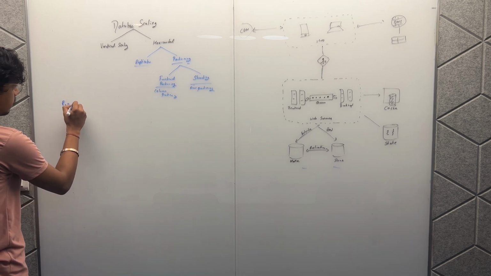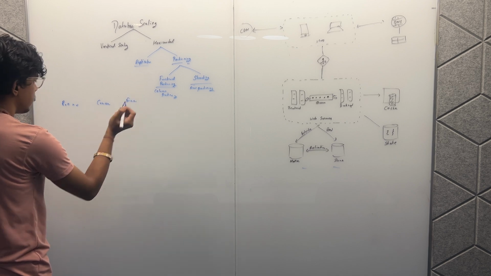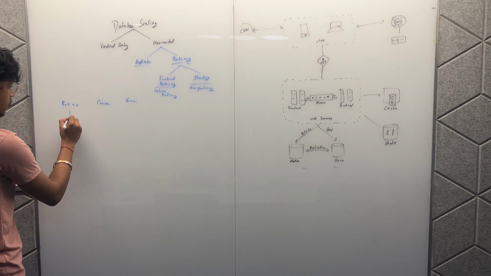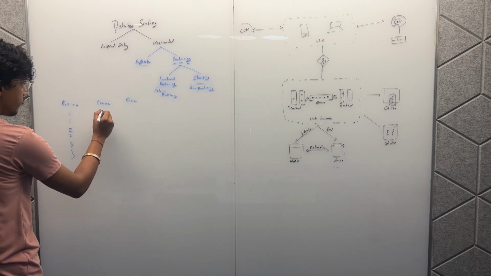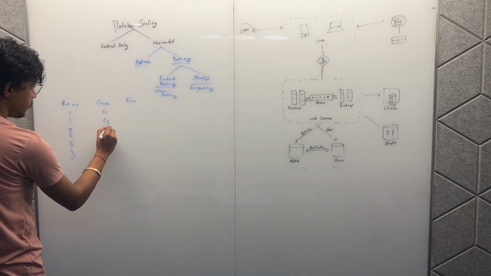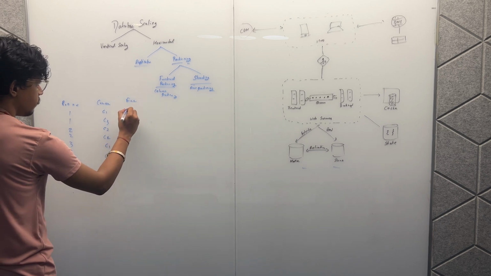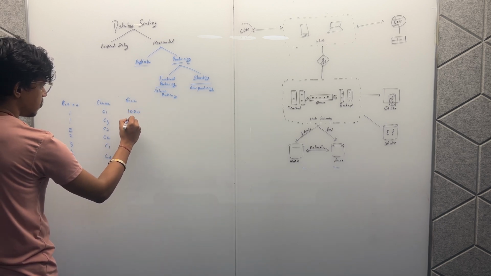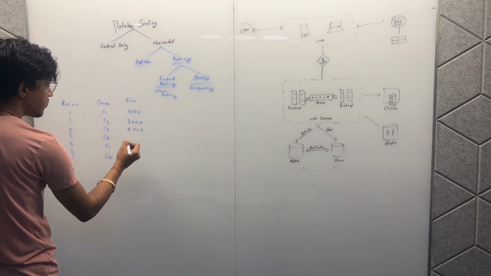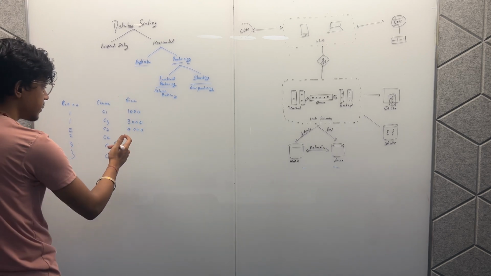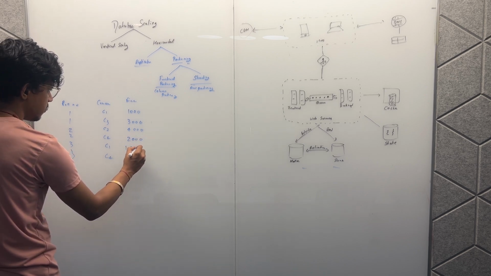Roll number, codes, and fee. Okay. We have one, two. Let's make it uniform. And we have codes C1, C3, C2, C4, C1, C4, 1000, 3000, 4000. It's not exactly the same data, but let's assume it. This is 2000, this is 1000, and this is 2000.